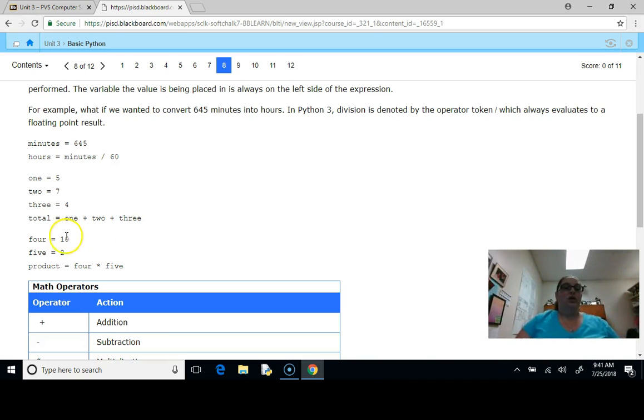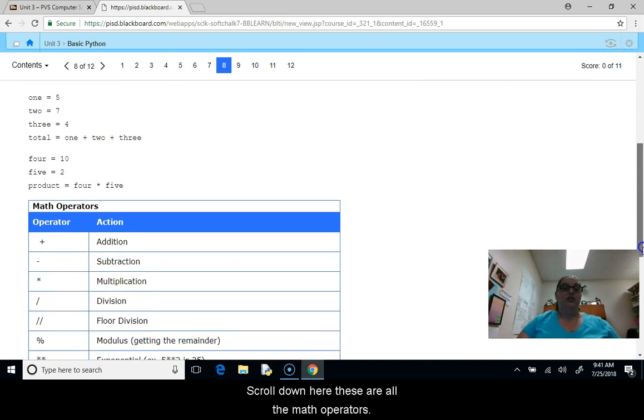Here we have 4 equals 10, 5 equals 2. So product equals 4 times 5. So that would be 10 times 2. And the answer would be placed into product.